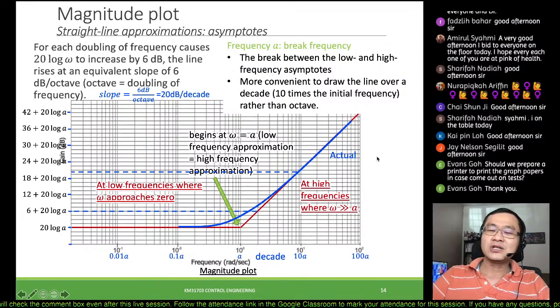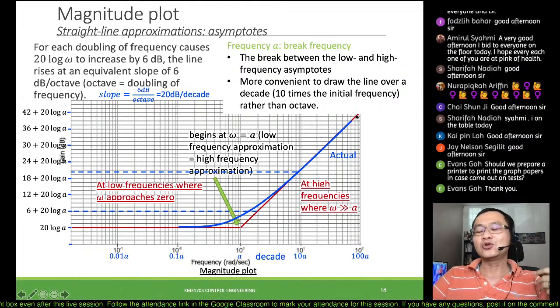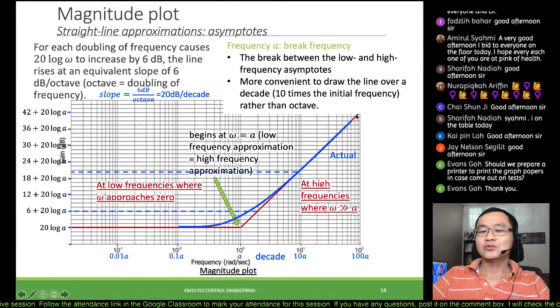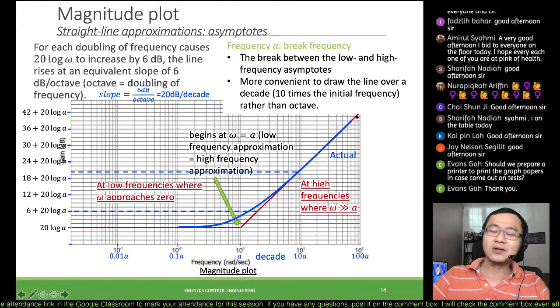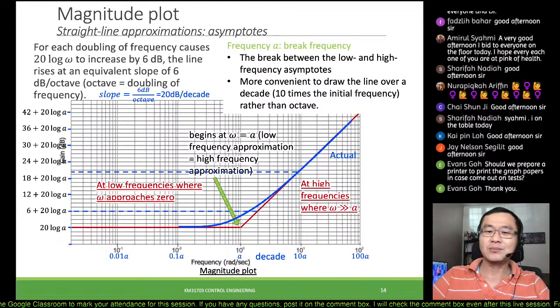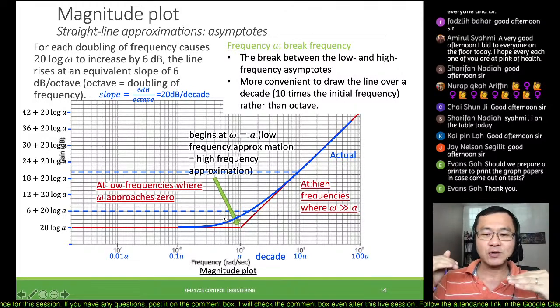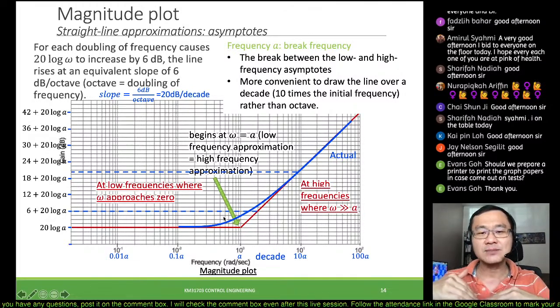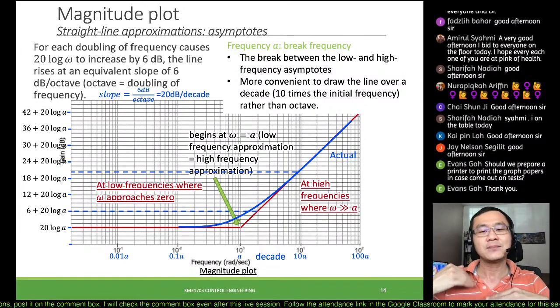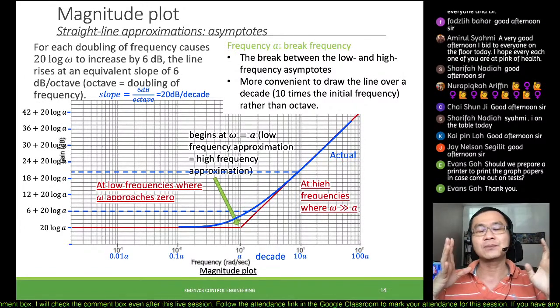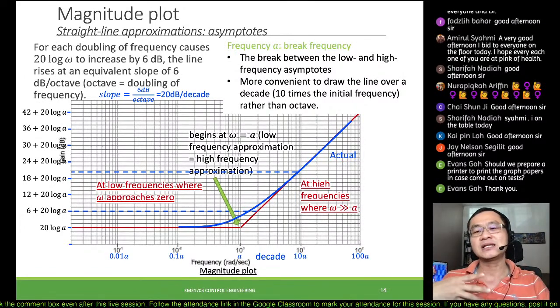When we want to plot an actual line, we can use a computer to plot it. Then we just compare with our approximation whether all these asymptote lines actually match the plot in our simulated result.